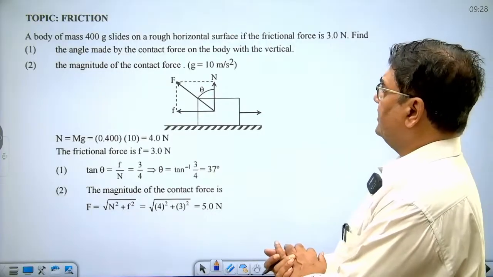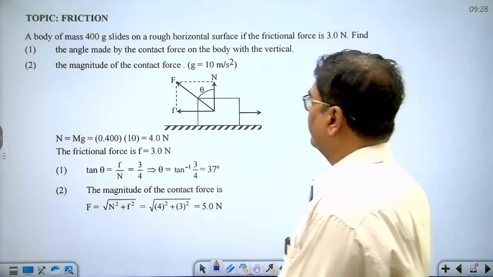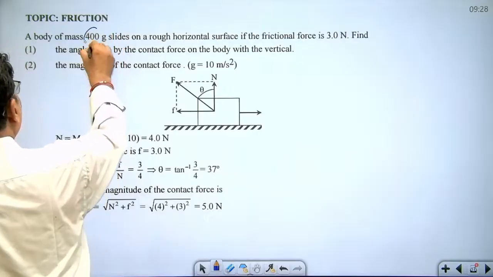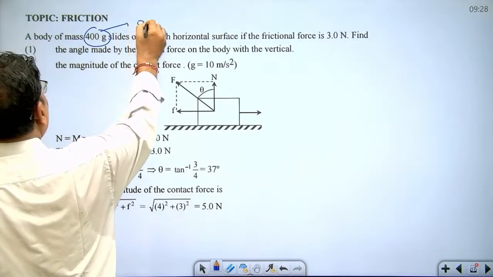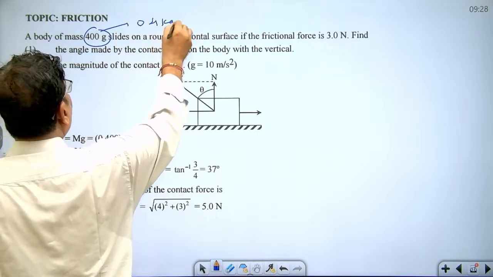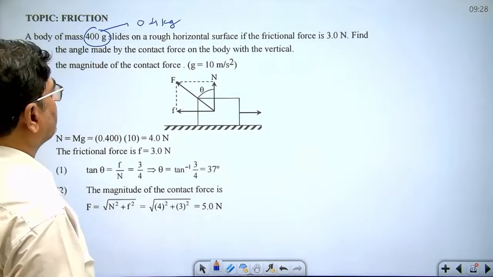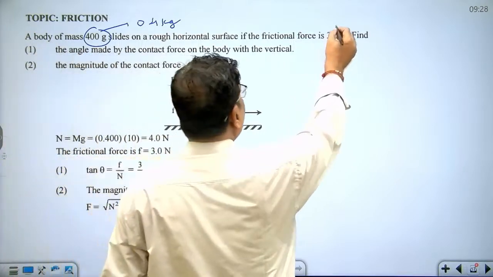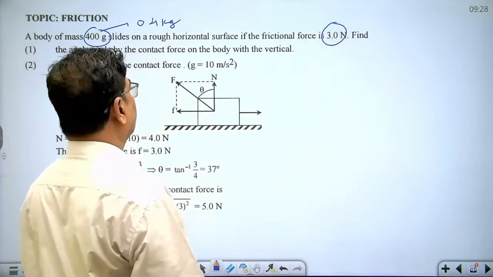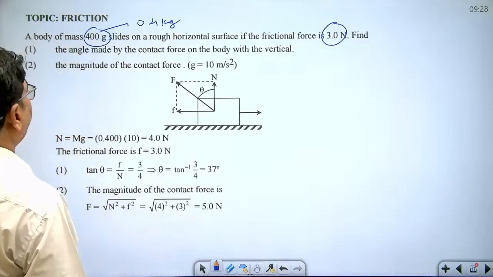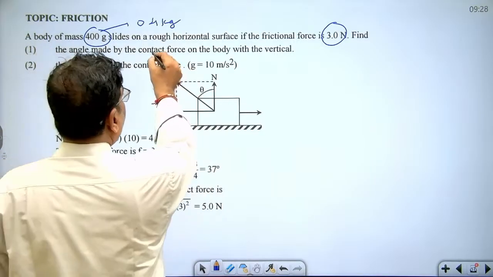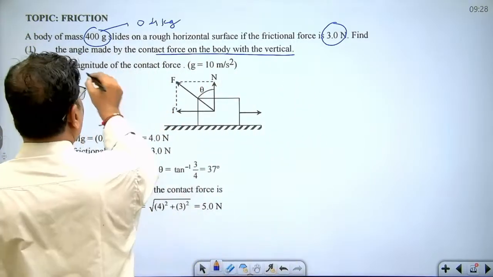Now dear student, let's see a question. A body of mass 400 gram, 400 gram means 0.4 kilogram, slides on a rough horizontal surface. If the frictional force is 3 Newton, find the angle made by the contact force on the body with the vertical and the magnitude of the contact force.